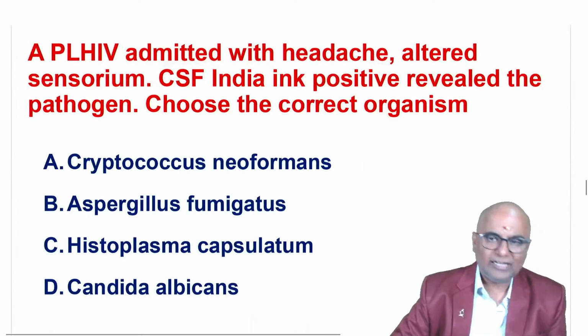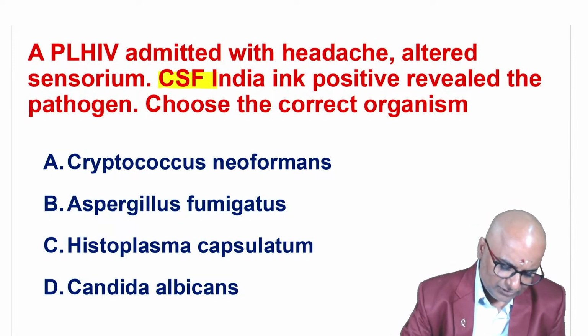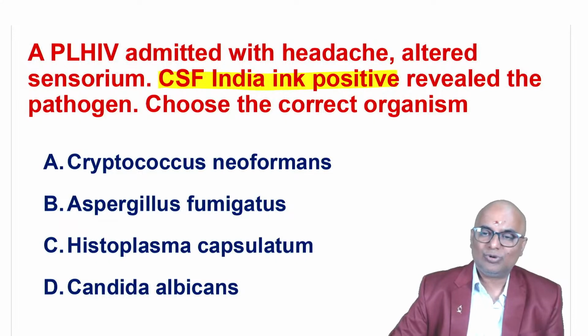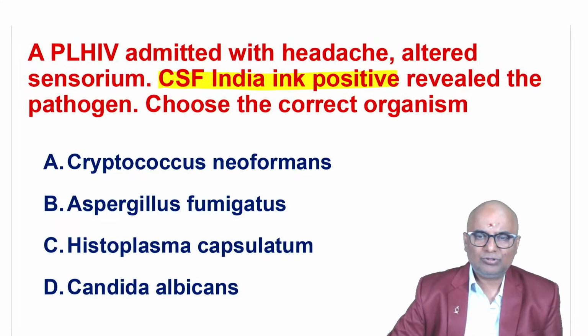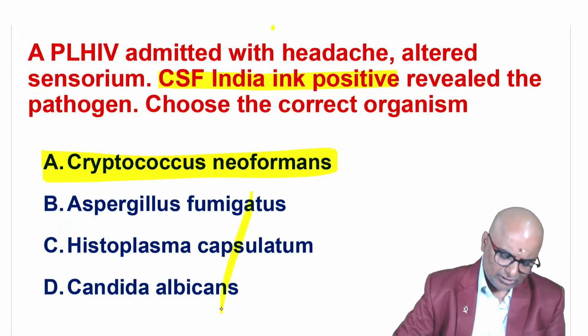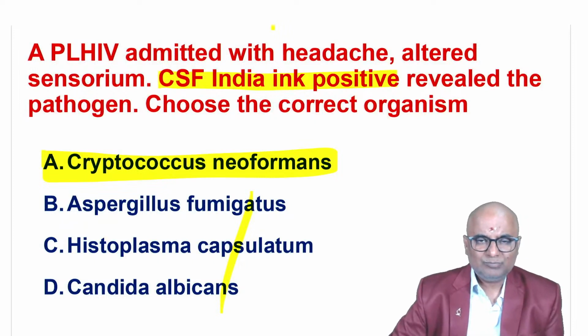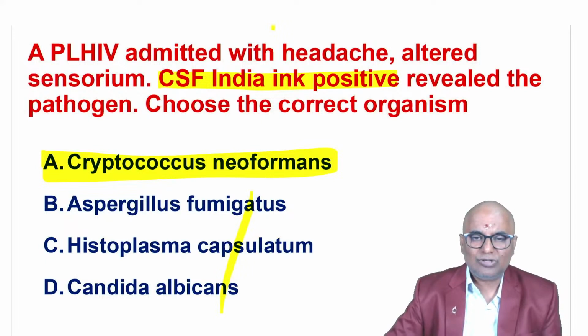Next is a PLHIV admitted with headache, altered sensorium. CSF India ink. Same. This time they ask questions from cryptococcus. Two questions. Reveal the pathogen. Choose the correct organism. India ink positive. Go for Cryptococcus neoformans. All other organisms are non-capsulated, no use of India ink. In HIV positive, PLHIV, the most common cause of fungal meningitis is Cryptococcus neoformans. Treatment: flucytosine and amphotericin B, liposomal amphotericin B.